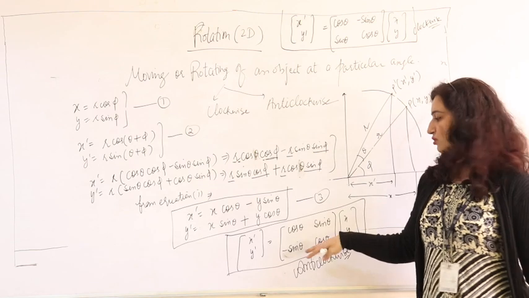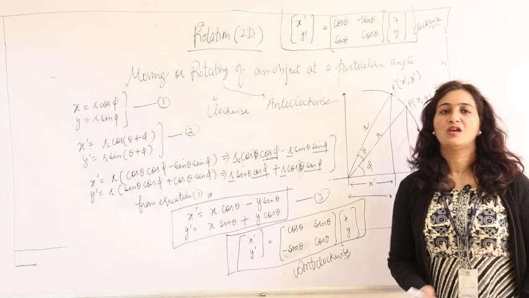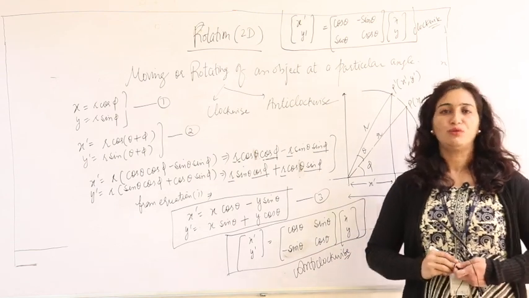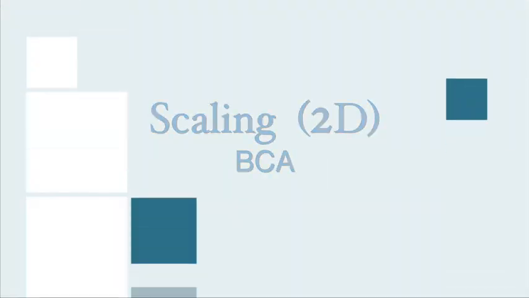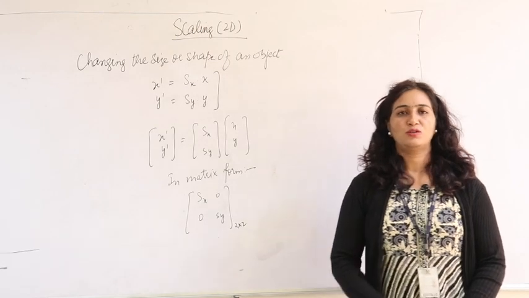Clear? So note down these two equations. This is anti-clockwise and this is clockwise. So this is called 2D rotation. Okay, the next topic is 2D scaling.